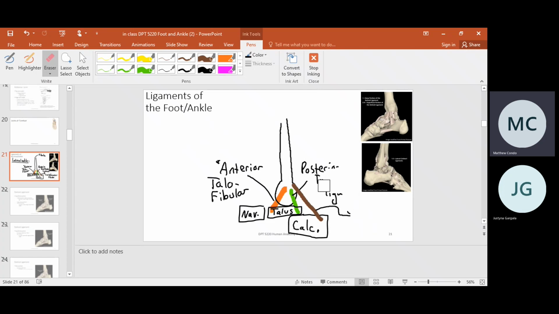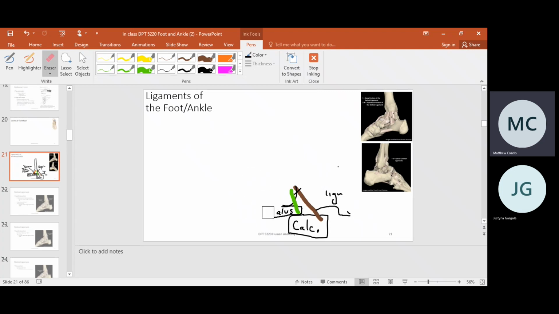Can you say that louder, please? Not on the lateral side? No. There's an anterior talonavicular that's right in the middle. But as far as lateral compartment, not so much.